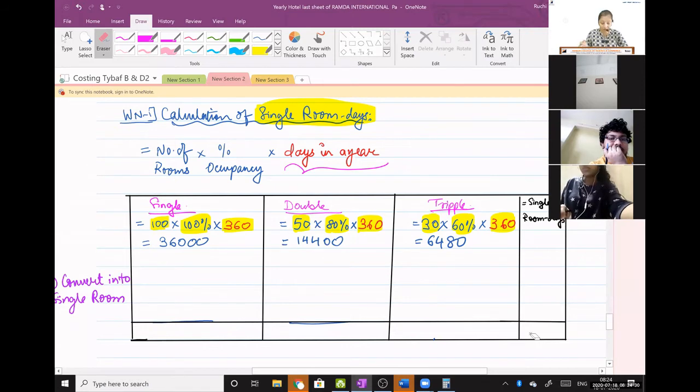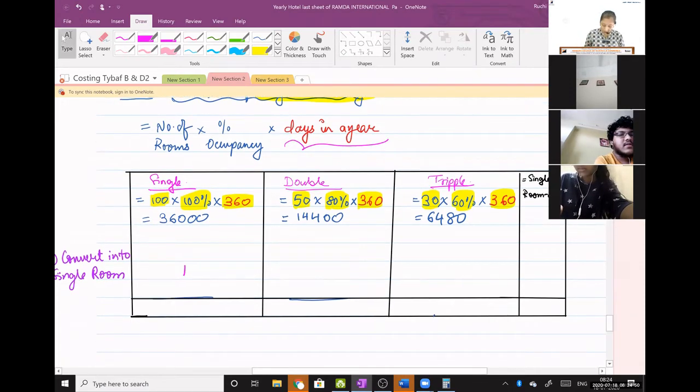Okay, conversion. Now your conversion is single room, double room, and triple. Single room is the base, so take it as 1. Double room is 2.5 times of the single room. I hope you know this concept. If 1 is x, it is 2.5 times of single room, so it will be 2.5x.